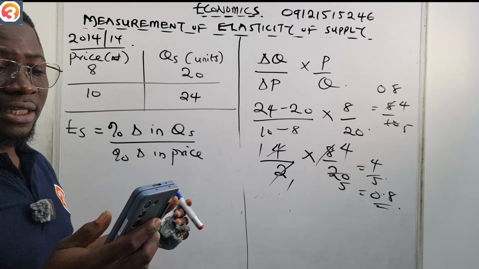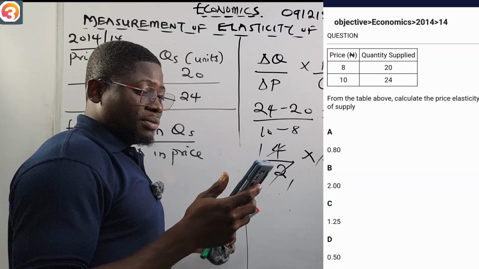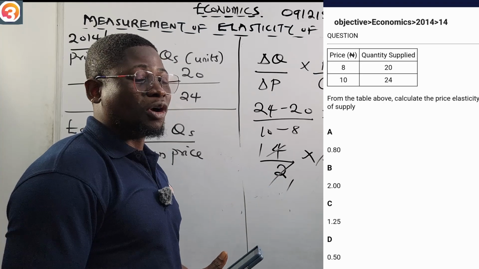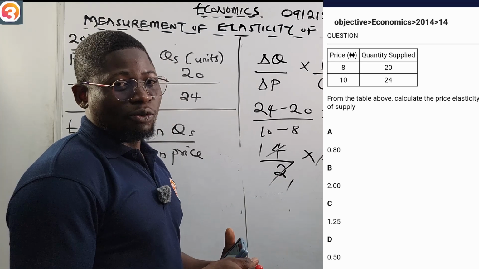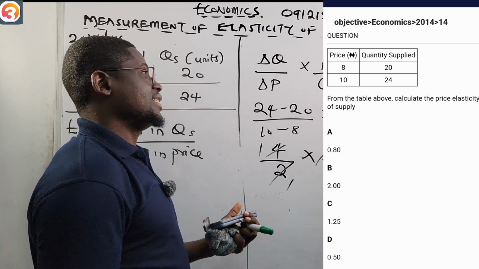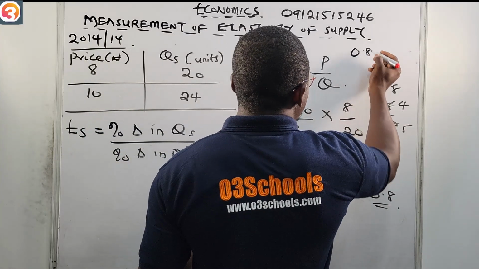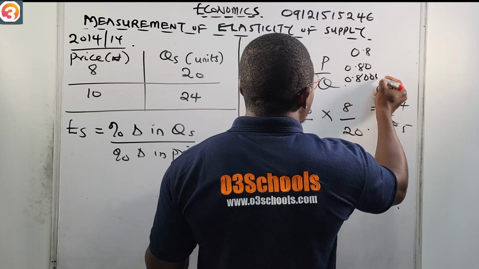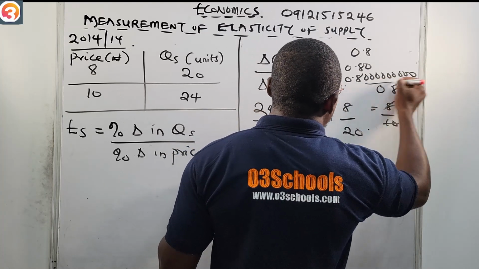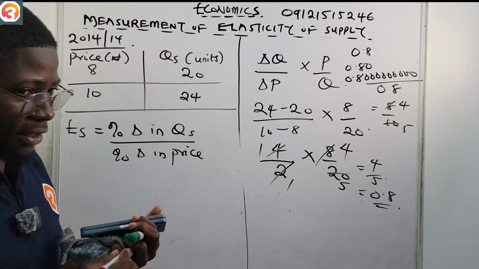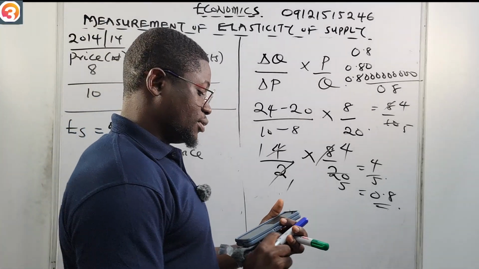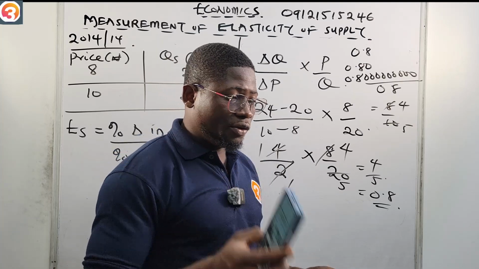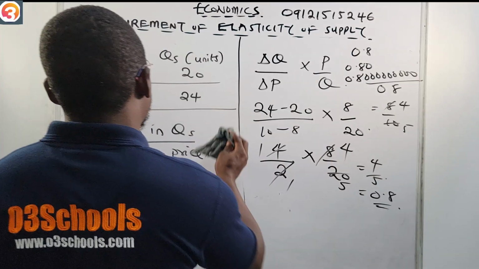Okay, let us see the options. Option A says 0.80. Option B says 2.00. Option C says 1.25. Option D says 0.50. Somebody will come and say the answer is not there, but the answer is there. If I say 0.8, it's the same as 0.80, same as 0.8000000. All these zeros are useless and do not affect the answer. So option A is very, very correct.